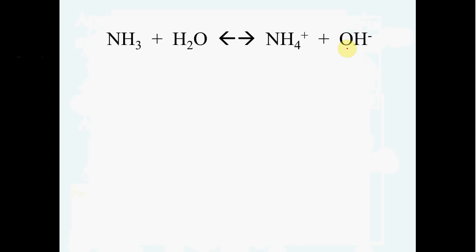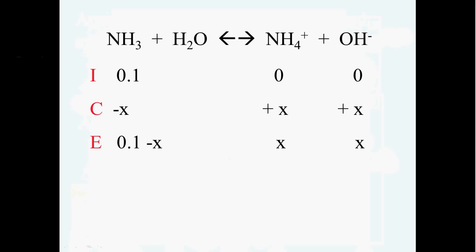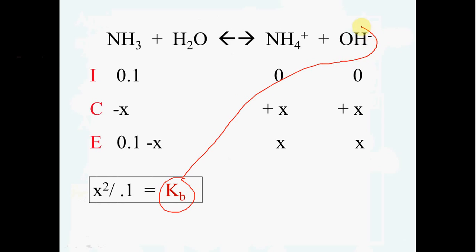So let's look at a typical weak base problem. Again, just like an acid problem, we set up our ICE table. We've got a 0.1 molar ammonia solution. We want to know the pH. We put our x's in. We set up our equilibrium at 0.1 minus x. So you've got x squared over 0.1. The only difference is, of course, since this is a base problem, we have a Kb. Anytime you have an OH negative, you're going to have a Kb.